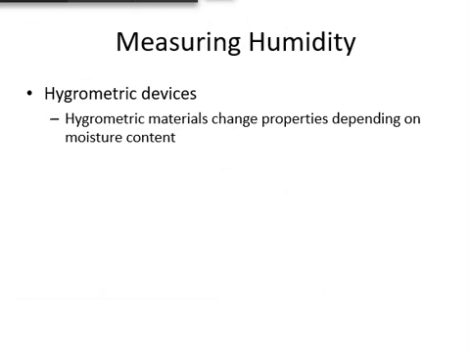Certain hygroscopic materials change properties depending on their moisture content, which depends on the humidity. Human hair, some animal membranes, and certain plastics show a dimensional change in response to humidity.